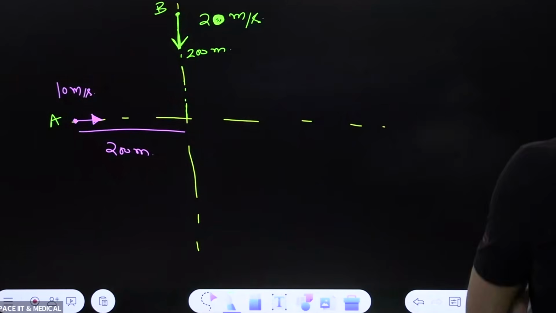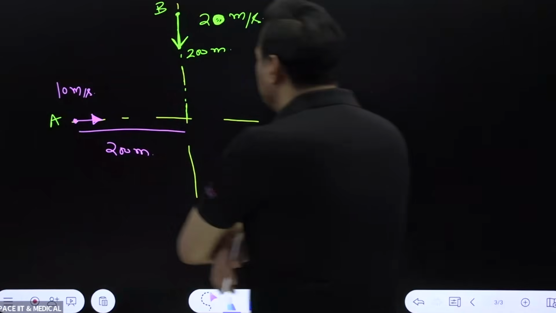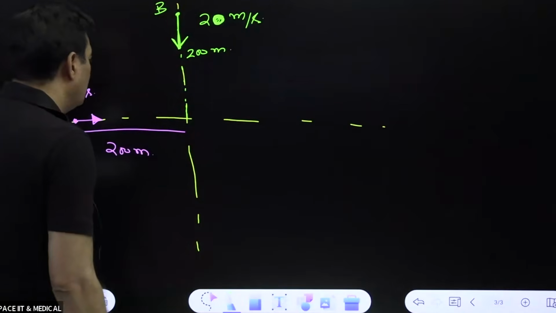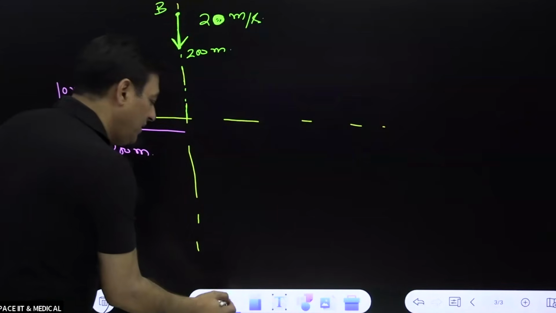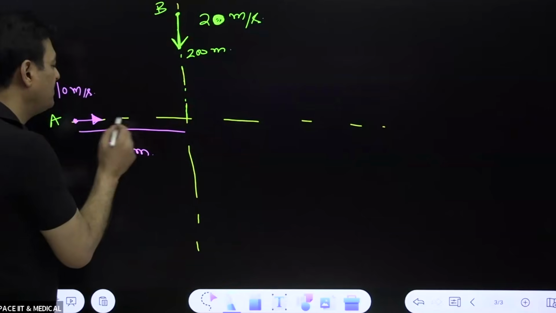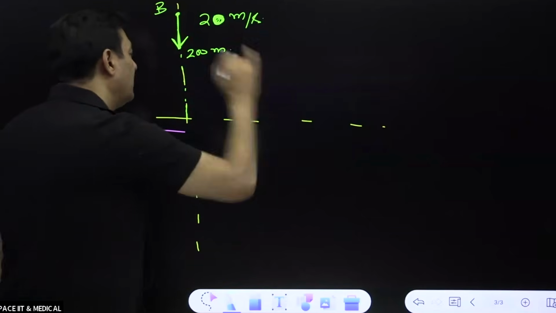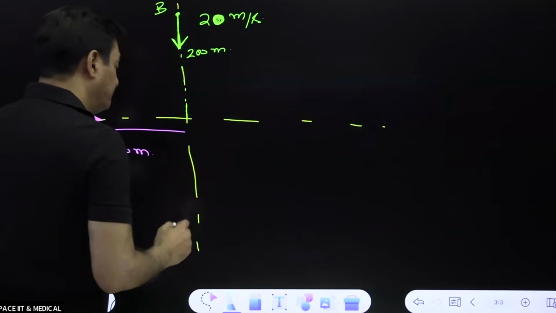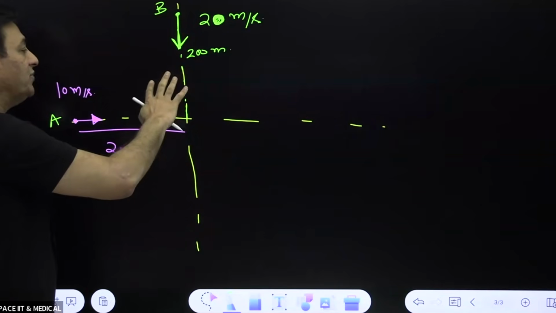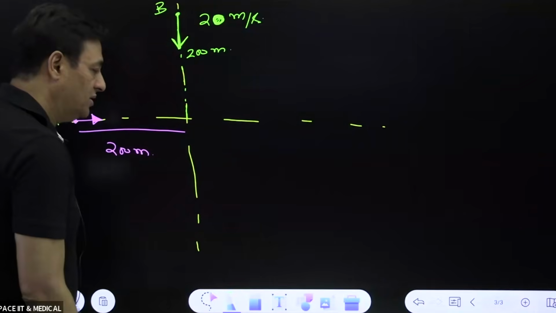Now my real question, for which this is designed, is this. You realize that B will reach here first, and A will be somewhere away on this line. They're moving in a straight line like this and like this. Now, my question here is, when will they come closest to each other?